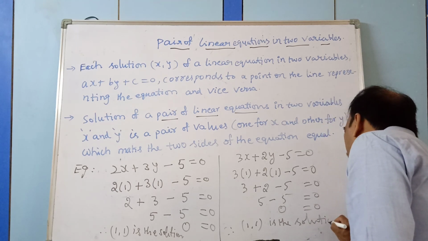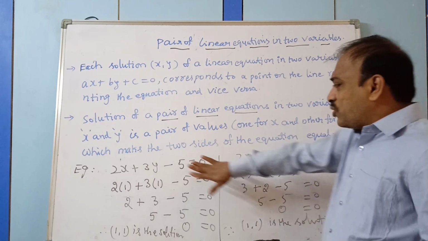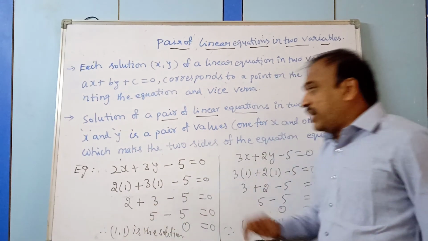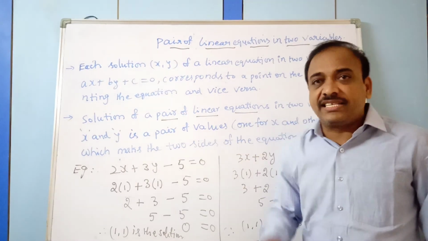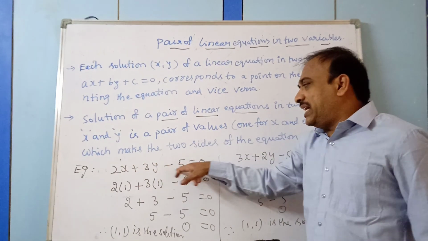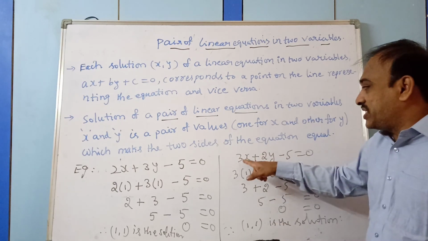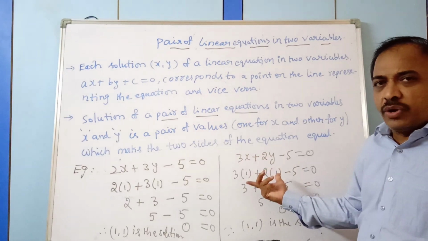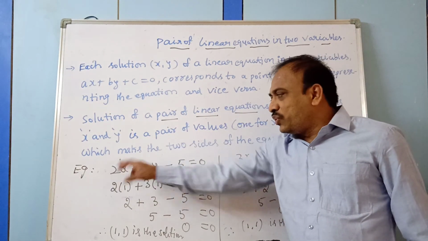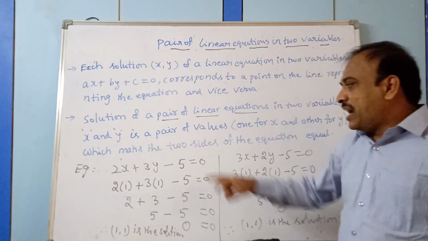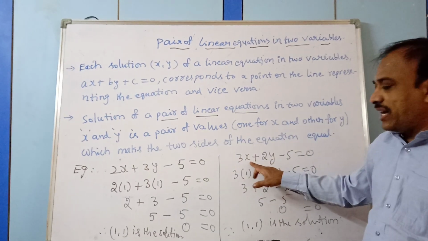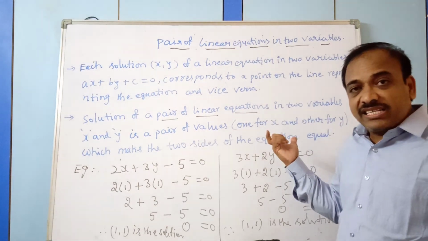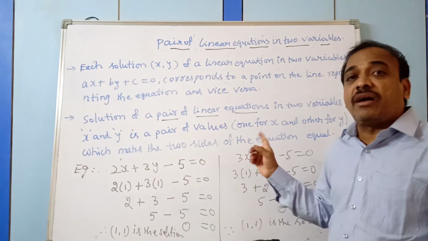You see, if it is only one linear equation in two variables, the solution we got is 1 comma 1. If you take a pair of linear equations, 2x plus 3y minus 5 equal to 0 and another equation 3x plus 2y minus 5 equal to 0, are these two equations the same? No, because the coefficient of x is 2 and the coefficient of y is 3 here, and there the coefficient of x is 3 and the coefficient of y is 2. Maybe the constant values are the same, but not the coefficients of x and y.